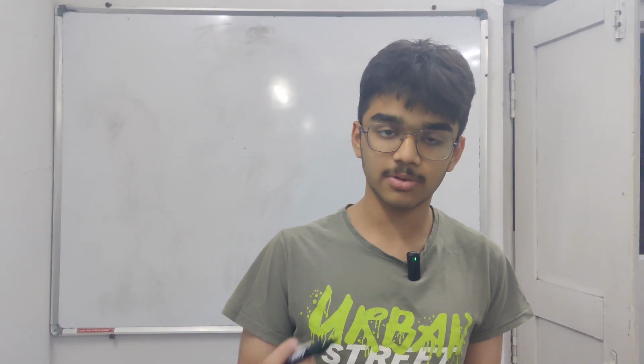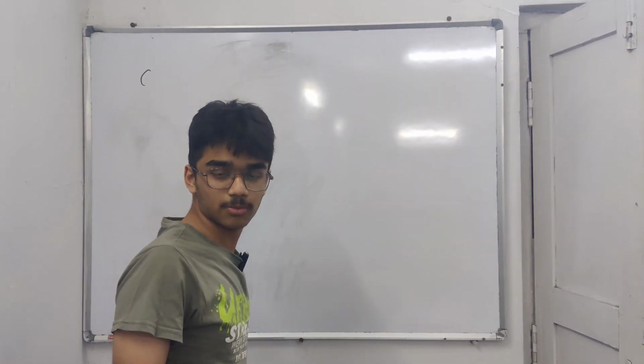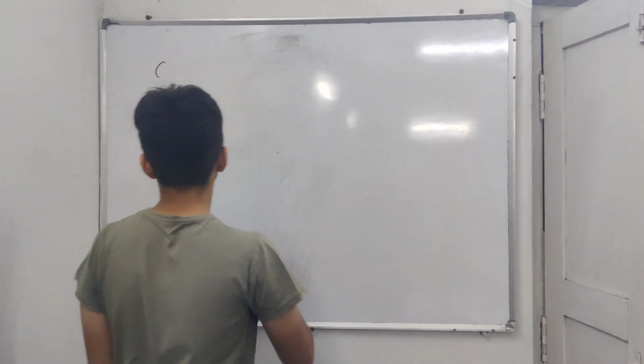Good evening, everyone. Today I'm going to explain all the properties of rational numbers to you all. So today I'll explain briefly about closure property. First we need to understand the three types of numbers.